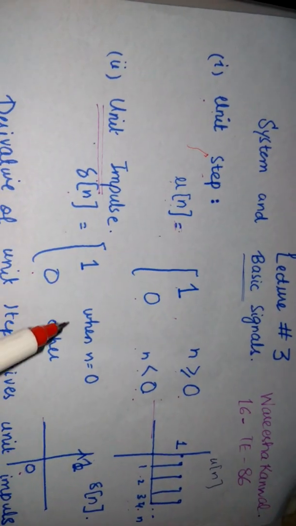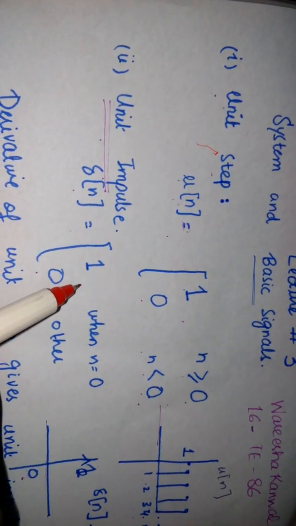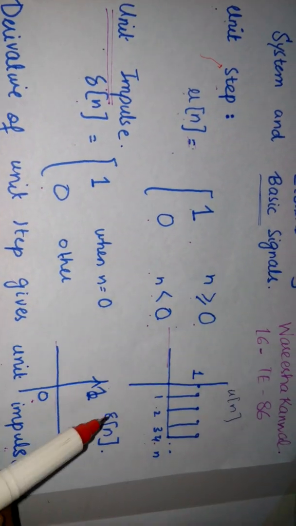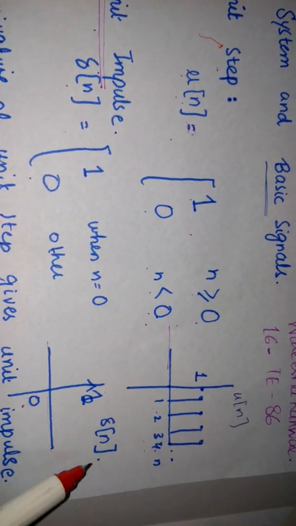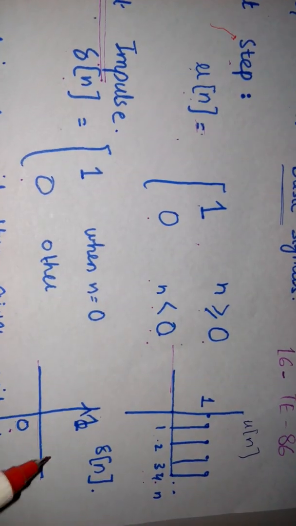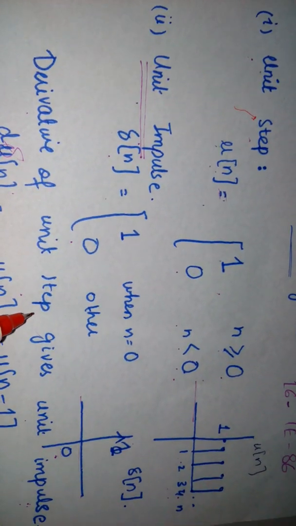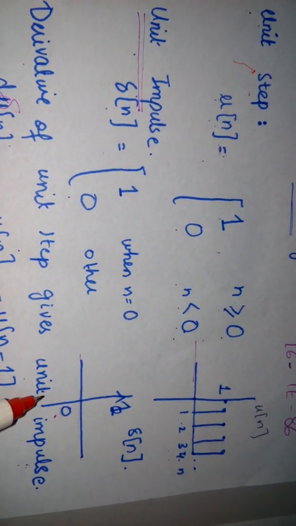Second is unit impulse, which is equal to 1 when n is 0, otherwise it is 0. It is represented by the graph that gives the amplitude of 1 at 0. So the derivative of the unit step gives the unit impulse.